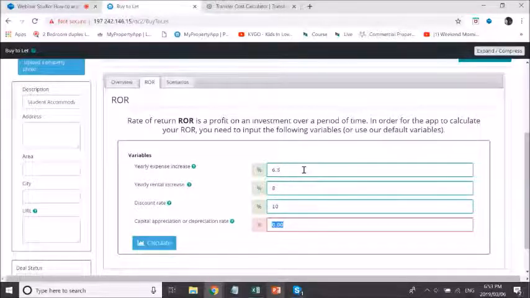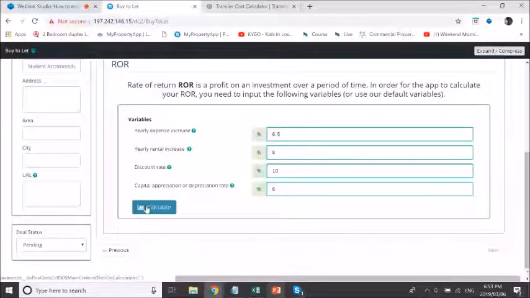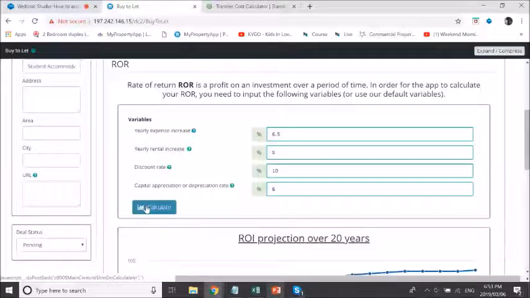And then capital appreciation, this is telling us, will the property appreciate in value over time? In that area, it'll probably also go up quite a bit. So you put those numbers in. Those numbers can be determined from TPN if you needed to use a tool to get those numbers. And then you click calculate. And essentially, it takes a couple of seconds to do some clever maths. And then it should come up with a projection over 20 years.